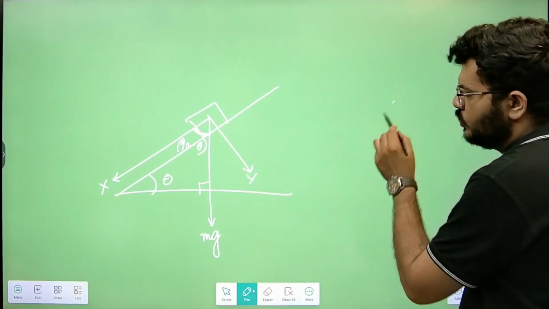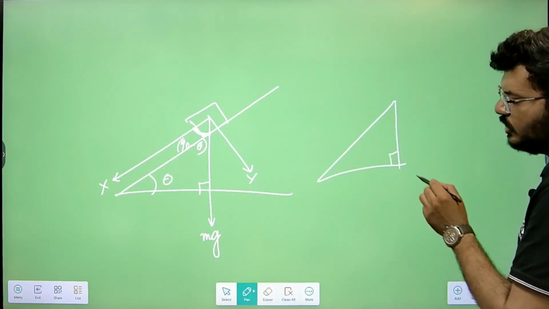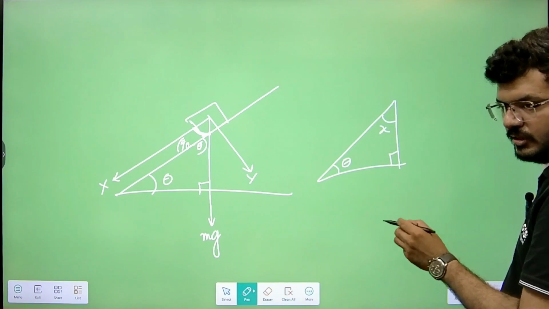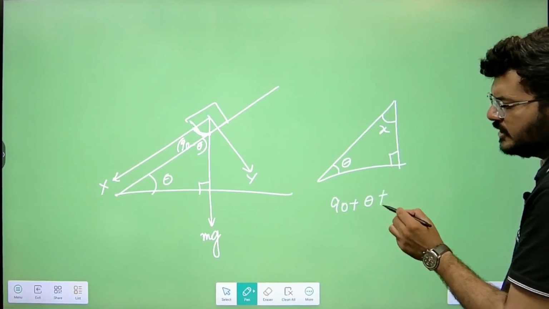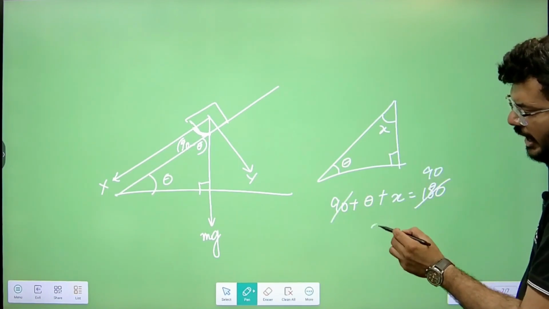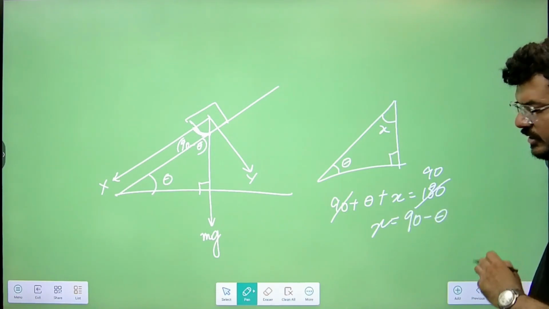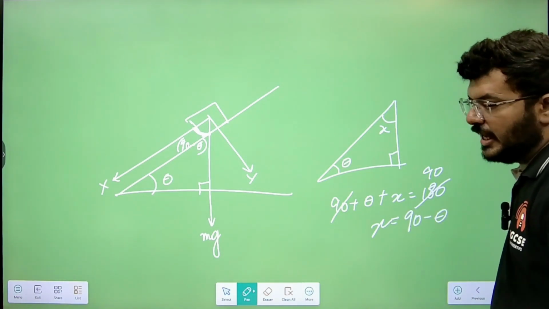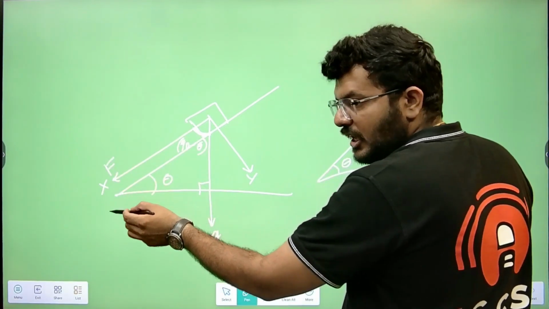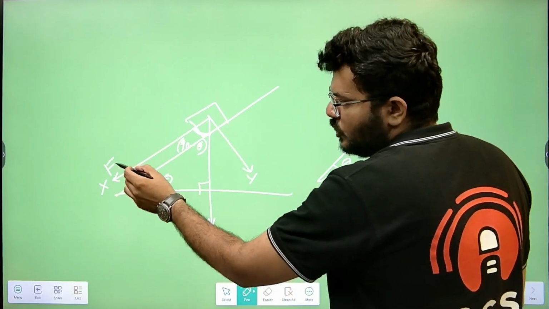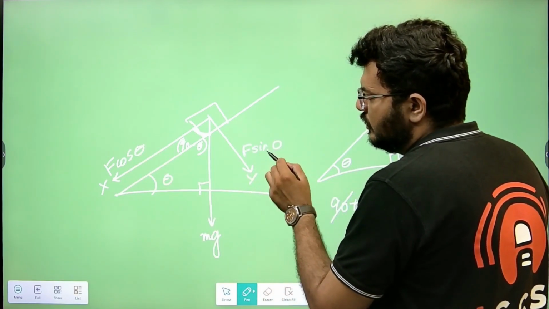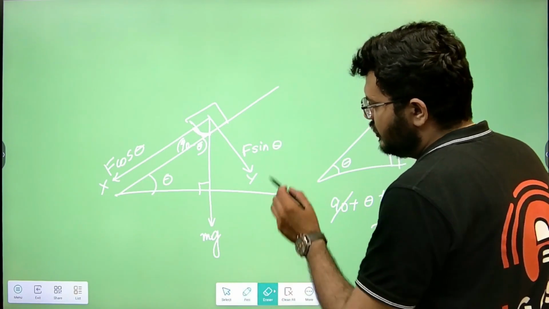So if this is your triangle, this is your 90 degree, this is your theta, right? And this is your x. So 90 plus theta plus x should be equal to 180 degree, right? Therefore x should be equal to 90 minus theta, right? So this is 90 minus theta. Now let's say this is force F, right? It is horizontal, so it should be F cos theta and this should be F sin theta, right? But instead of theta, shall I write x?